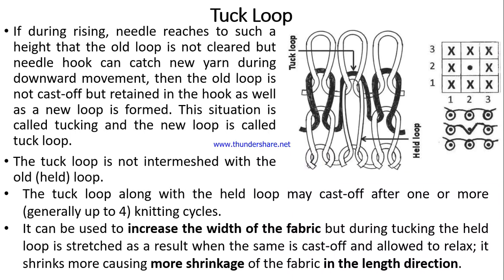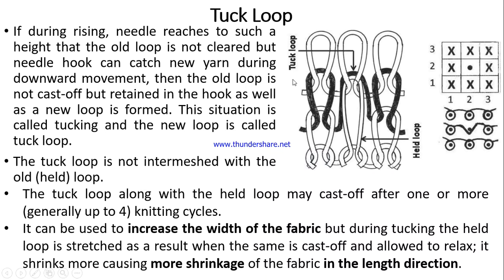Now come to the tuck loop. How is the tuck loop formed and what are the various properties of the tuck loop? If during rising the needle reaches such a height that the old loop is not cleared, but the needle hook can catch the new yarn during the downward movement, then the old loop is not cast off but retained in the hook, as well as a new loop is formed. This situation is called tucking and the new loop is called tuck loop.